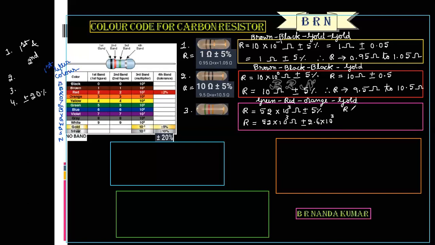So our value lies in between, where to where? 52 minus 2.6 is 49.4 kilo ohm, to 52 plus 2.6, that is 54.6 kilo ohm. So this is the range of the resistor.